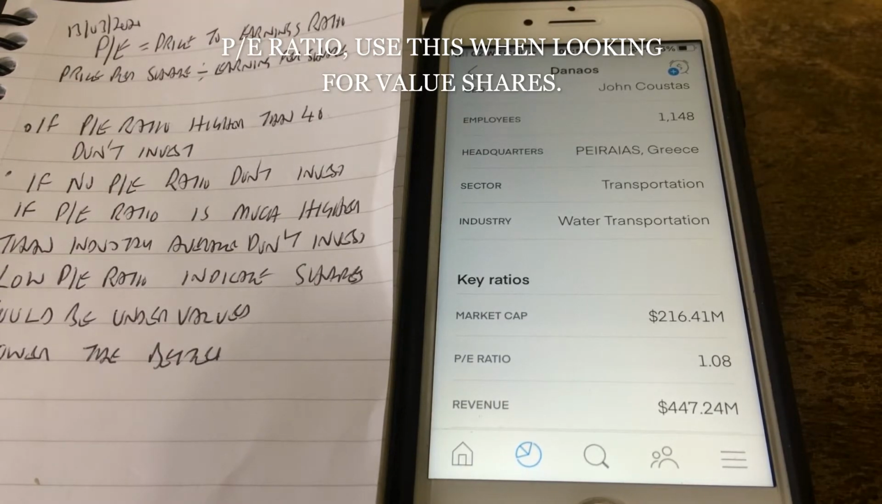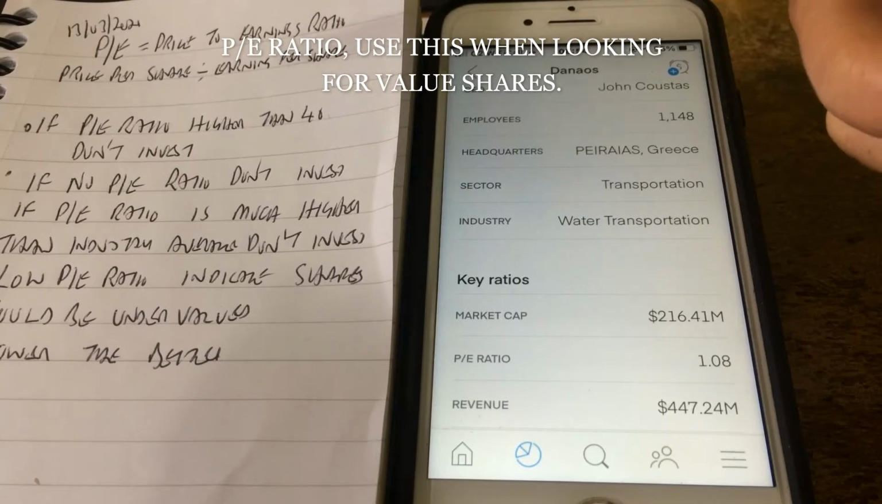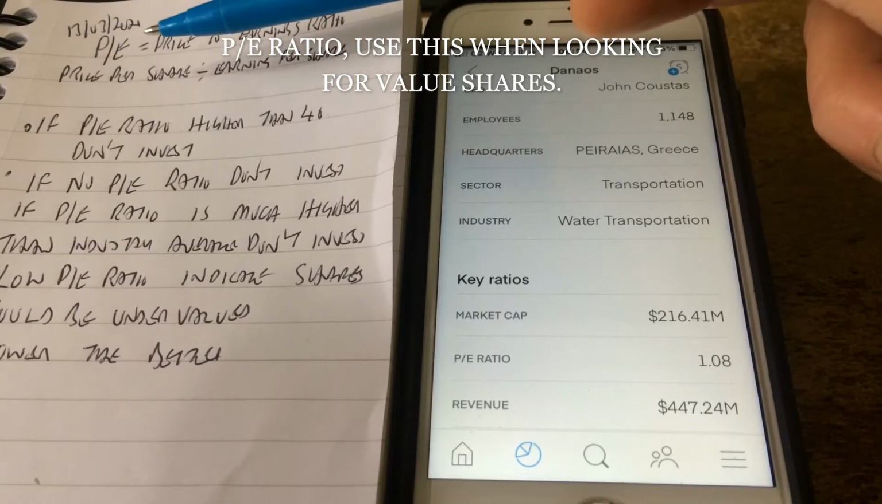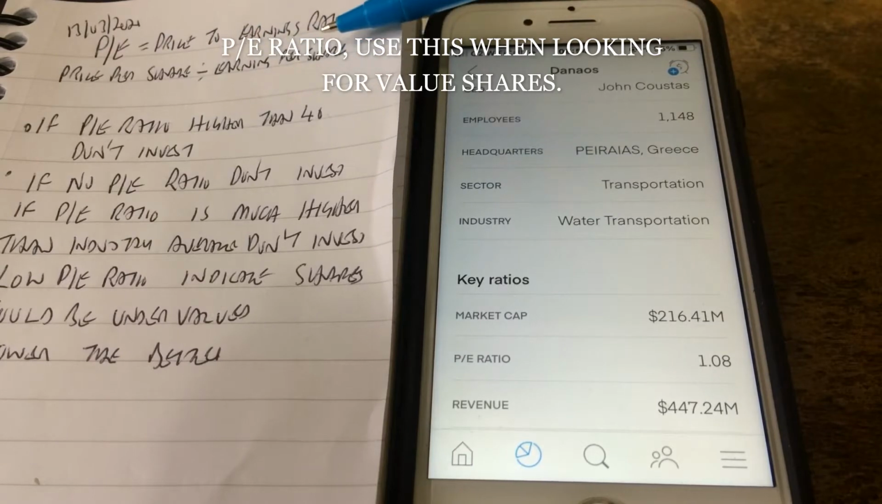This is a very important tool I use when looking for potential companies to invest in. I'm essentially a value investor where I look for companies that are undervalued, and one of the tools I use to find these companies is the PE ratio. The PE ratio is calculated by the price per share divided by earnings per share.